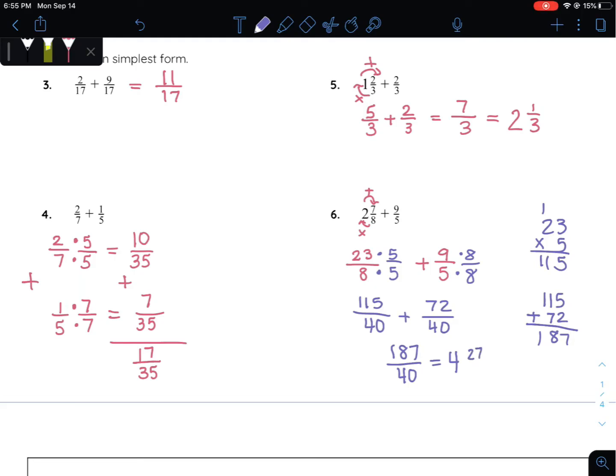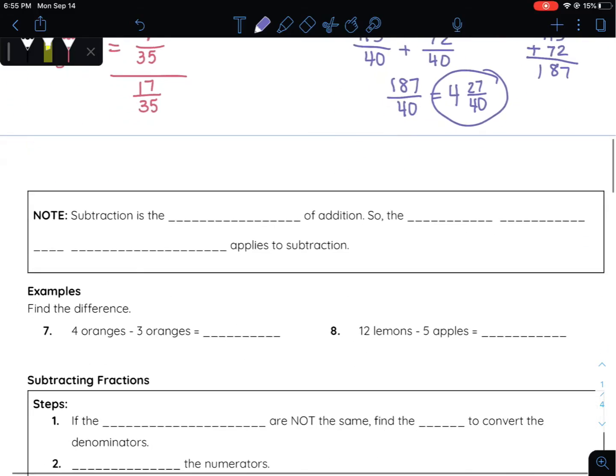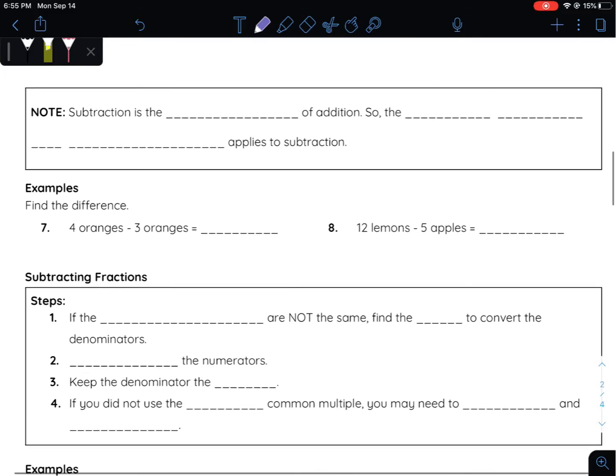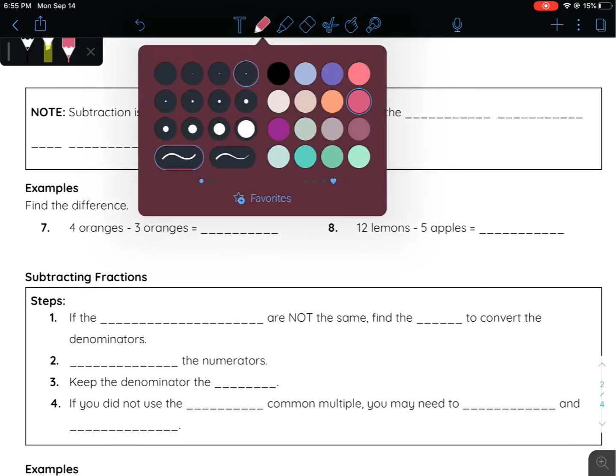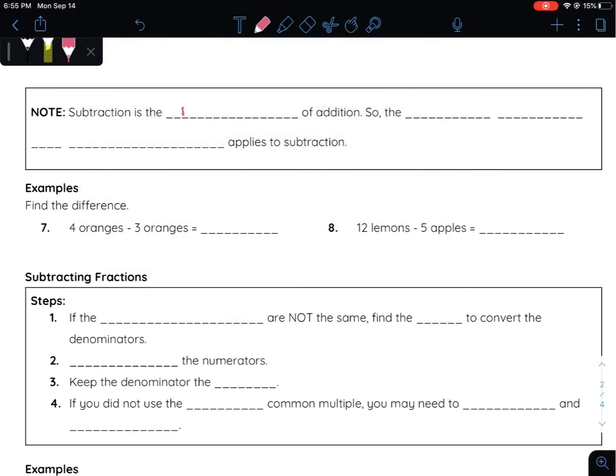187 minus 160 would be 27/40. So 4 and 27/40. Okay, subtraction is actually the same thing. So subtraction is what's called the inverse of addition. Another word for that is opposite, okay?